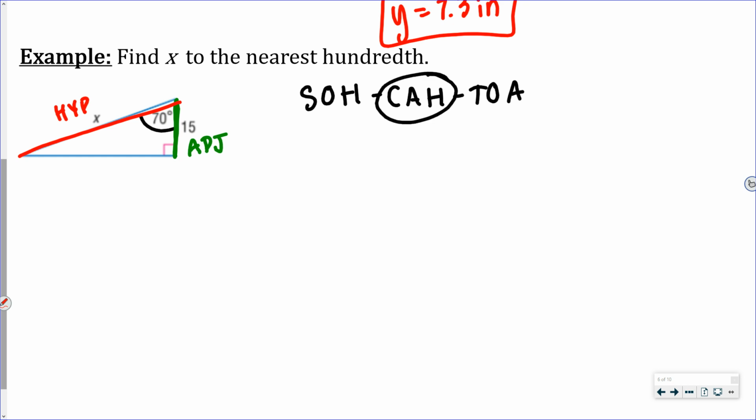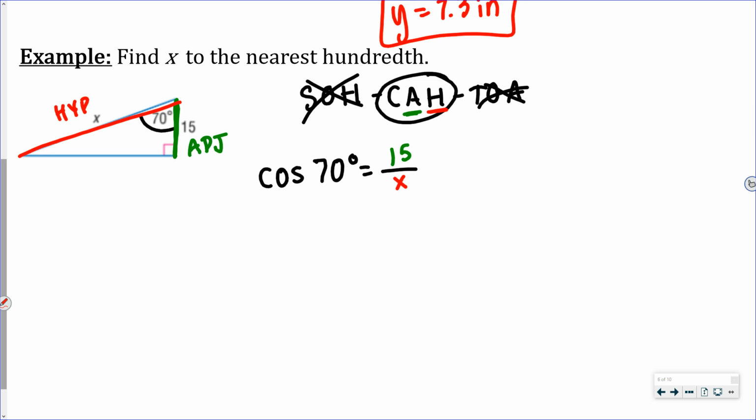Cosine, because I know the adjacent, so that eliminates sine. I know the adjacent, and I want to know the hypotenuse. This one doesn't have hypotenuse in it. All right, so how I would set up this is the cosine of the angle, which is 70 degrees, is equal to the ratio of the adjacent side, which is 15, to the hypotenuse, which is x.